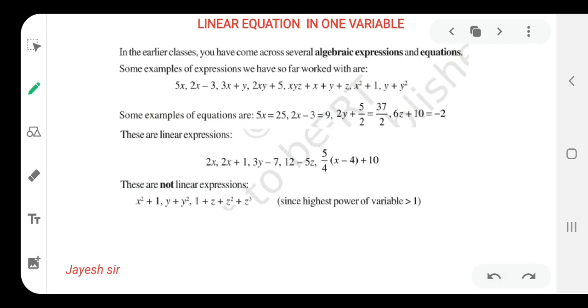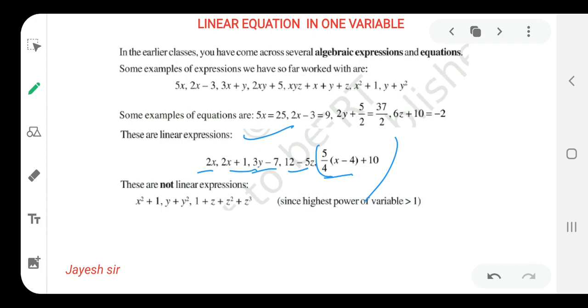Now, what are the linear expressions? These are the linear expressions given below: 2x, 2x plus 1, 3y minus 7, 12 minus 5z, 5 by 4x minus 4. How is this a linear equation? The variable x has only power 1, and plus 10 also, because they are both together. Yes friends, 5 by 4x minus 4 plus 10, this is a single equation only. I hope you can get that.